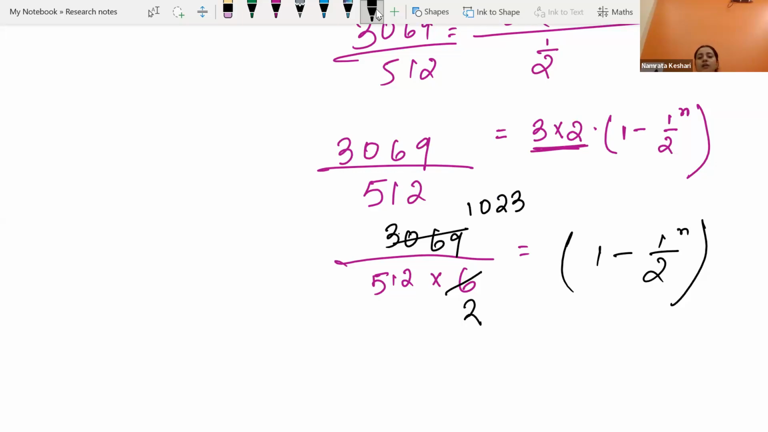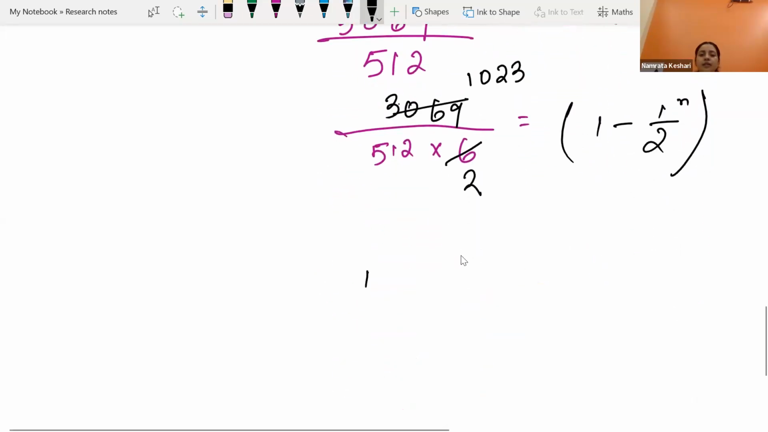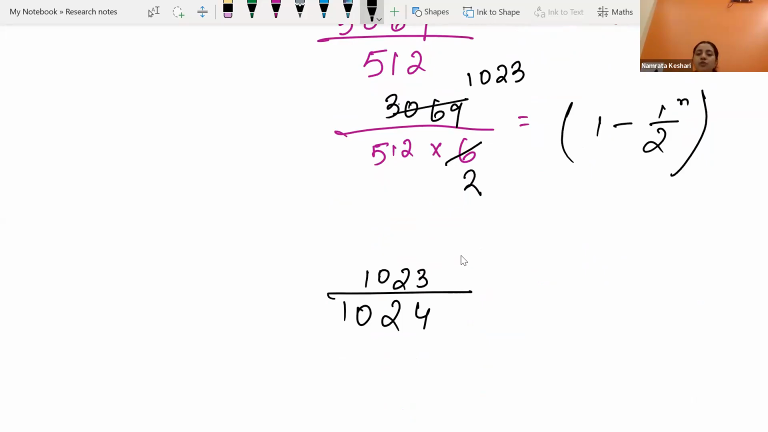1023 we are getting. Now 1023 and 512, is it divisible? Let's write it as it is, 1023. No, it is not divisible. And in the denominator 512 and 2, let's do the multiplication. 4, 2, 1 times 2, 5, 2 times 10, 1024 we are having.